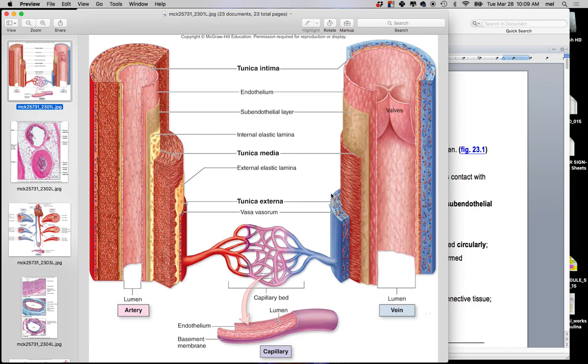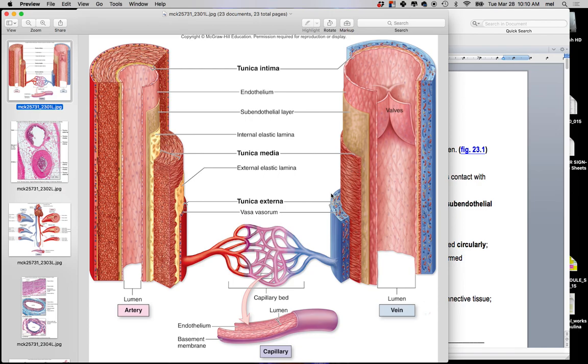The way that they're different is vessels generally have three what we call tunics, like coats. They have an external one called the tunica externa, tunica media, which is in the middle, and then a tunica intima or interna, which is the one that's in contact with the blood. Okay, so let's look at them. If you start from the inside, you will see the difference in the lumen size of an artery and a vein.